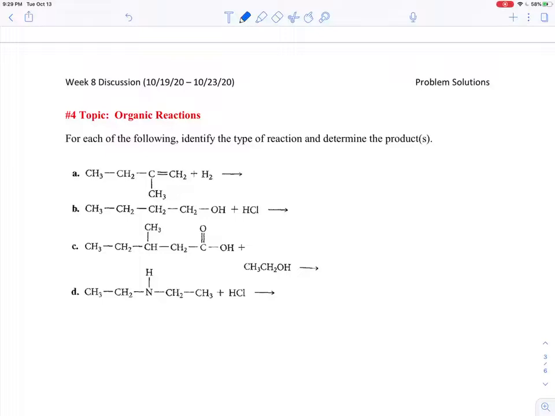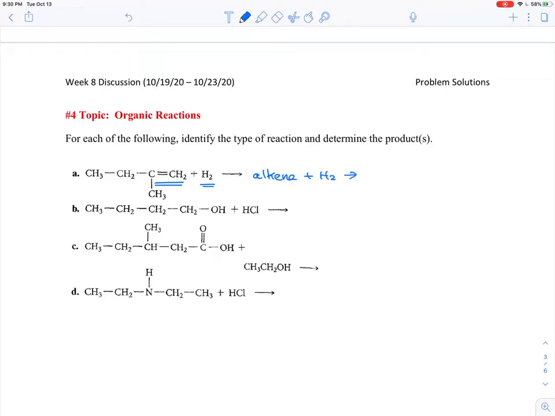So number 4 is a topic on organic reaction. For the following reaction, identify the reaction type. The reaction type starts with essentially identifying the functional groups. So what we are seeing here is a double bond with a hydrogen, right? So it is an alkene and a hydrogen.